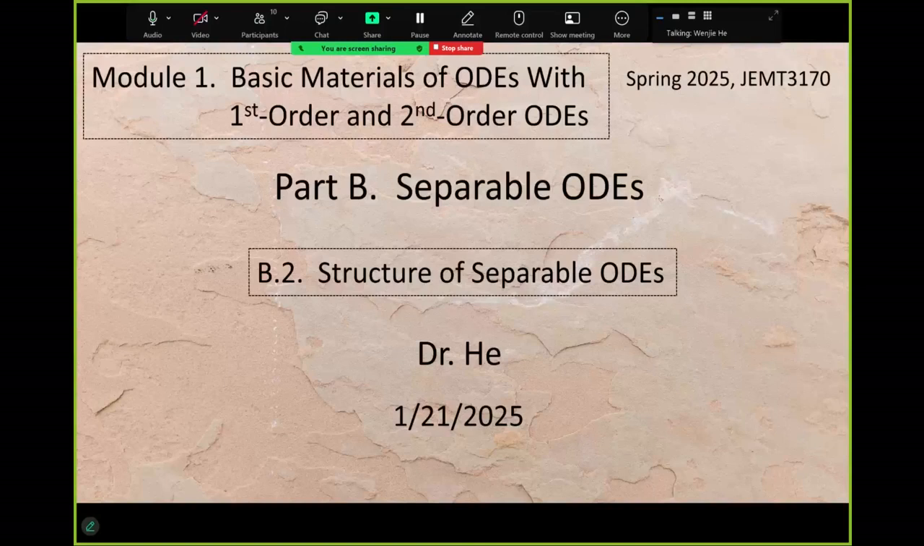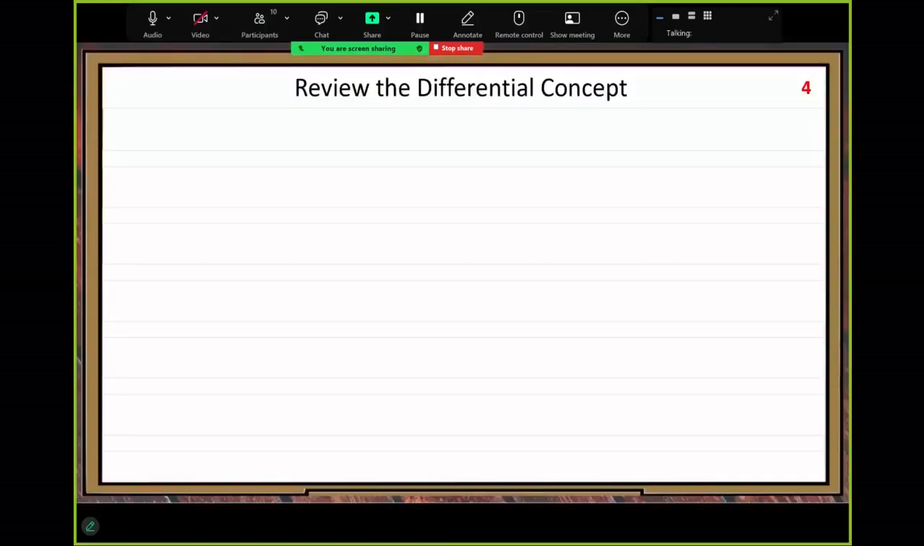So at first view, not separable. Don't give up. Try to explore the special structures. Here I give you 2 different structures. If you happen to find those 2 structures, then you can use the variable substitution to make it separable. So that's the meaning for this one.